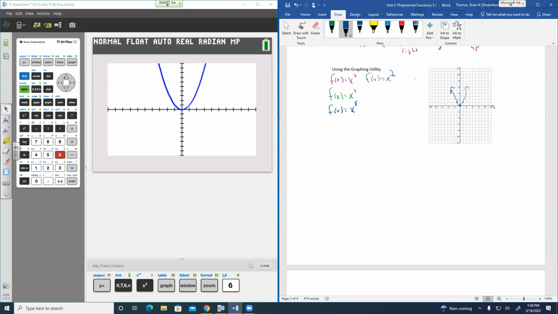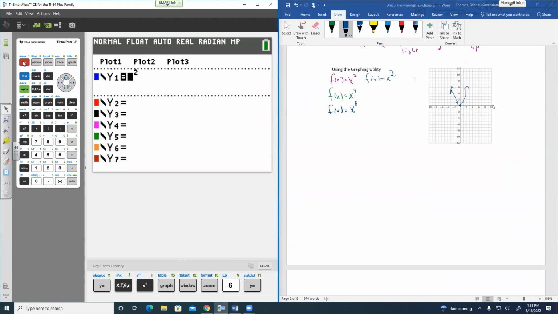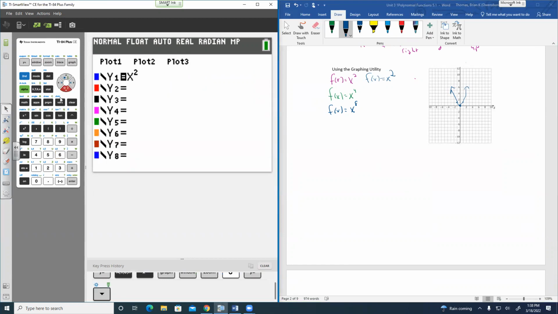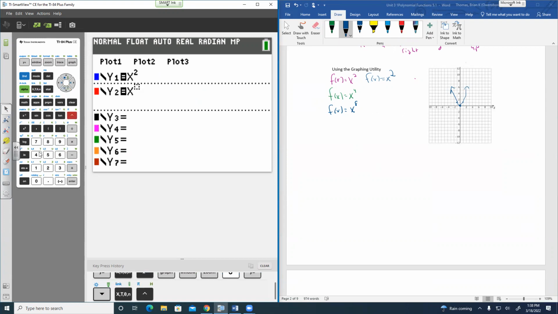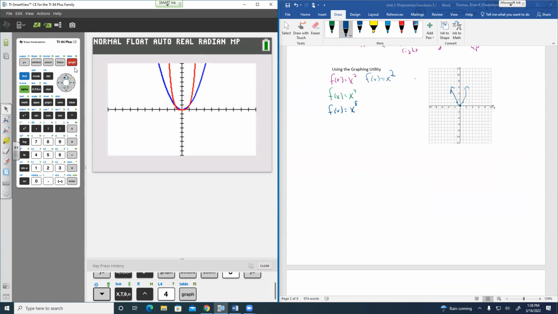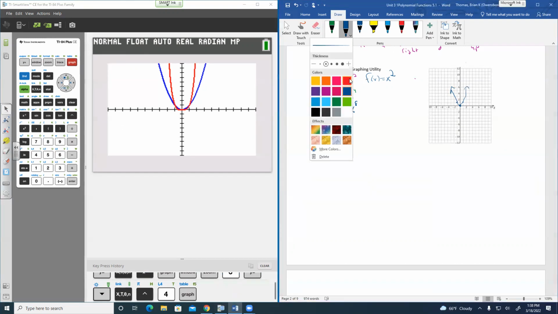f of x equals x to the 4th. Let's see what this color is over here. So if I go down to y2 and graph that one as well, x to the power of 4, let's just see how it looks if I graph it. Notice how again, it's going to be in red.